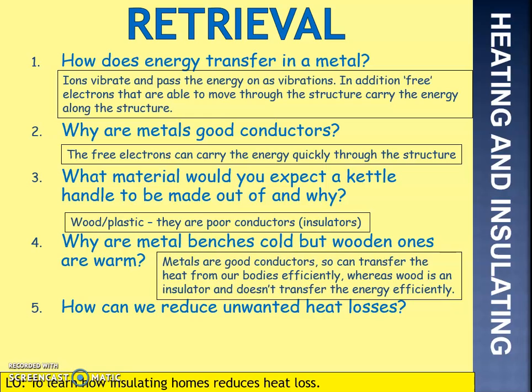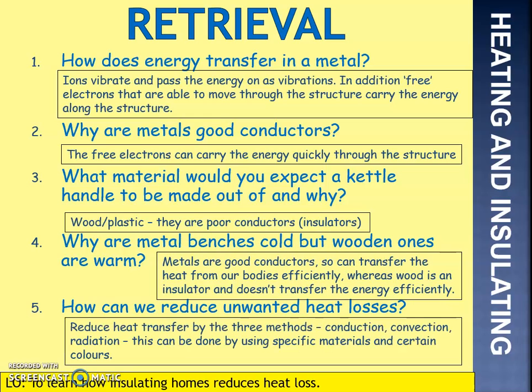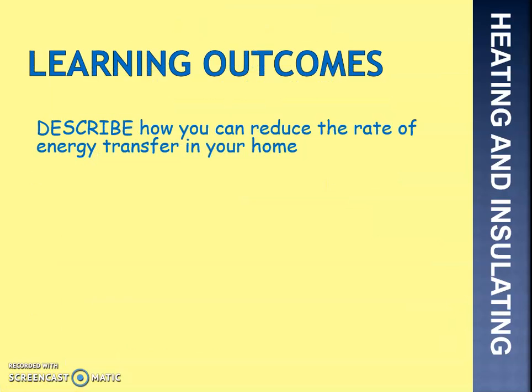And question 5. How can we reduce unwanted heat losses? We can reduce heat transfer by the 3 methods of conduction, convection and radiation, and this can be done by using specific materials and certain colours. We're going to look at that in a bit of detail now.